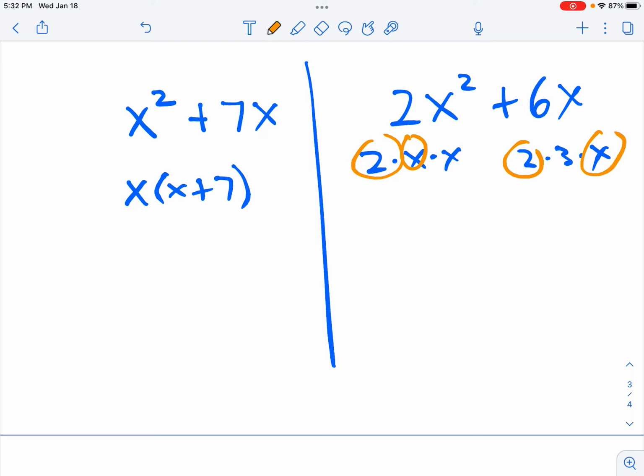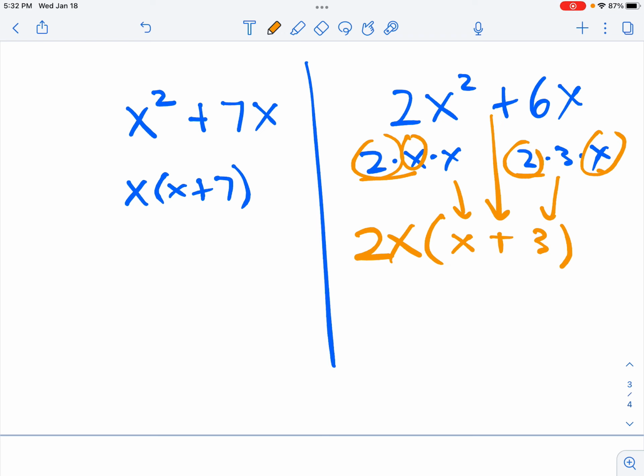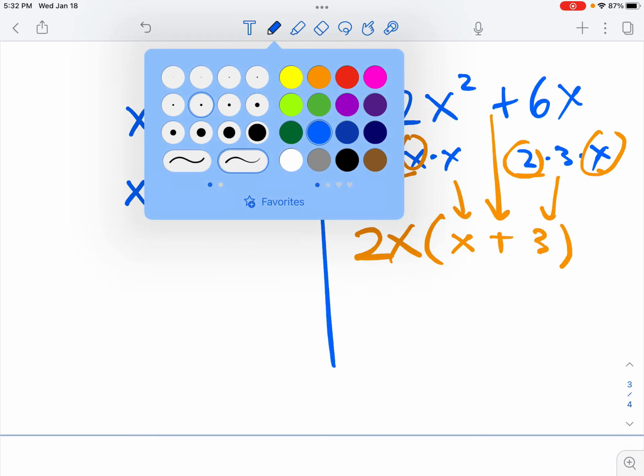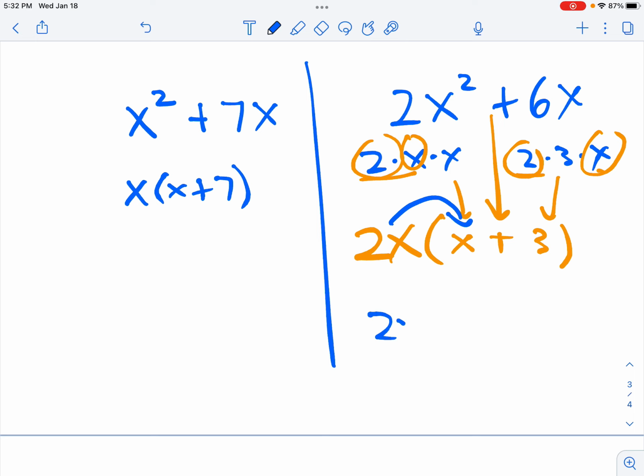And so, again, the process of factoring is put the common thing outside the parentheses, and the leftovers we chuck in here. Remember to copy that sign. Here it's a plus, so we bring that plus down. Use the distributive property to check. So 2x times x, 2x squared. 2x times 3 is 6x.